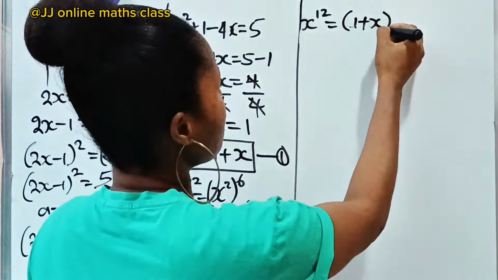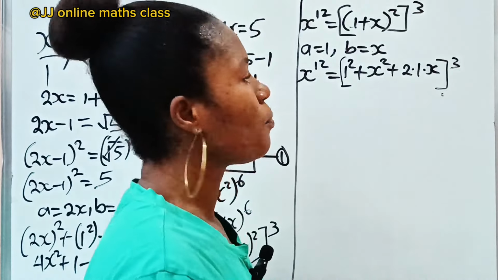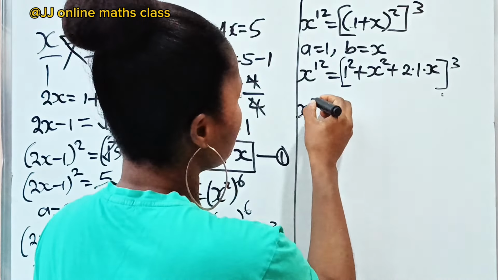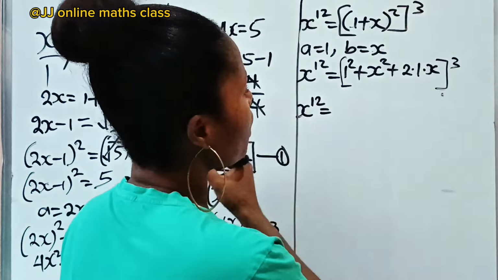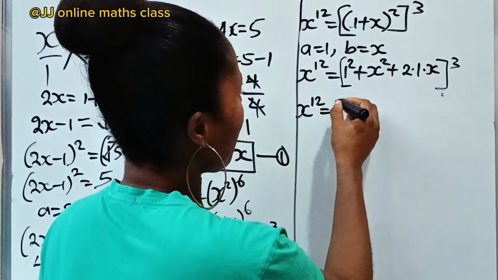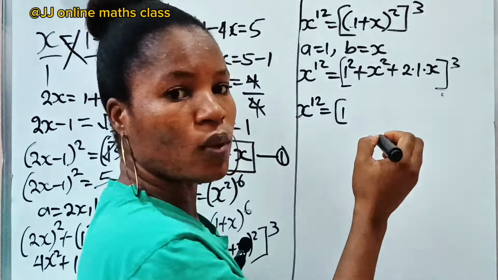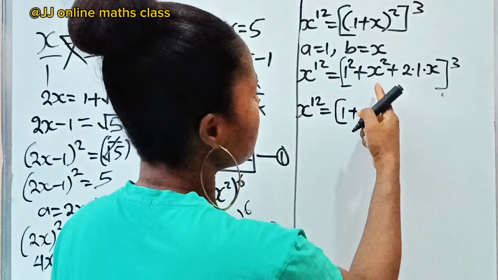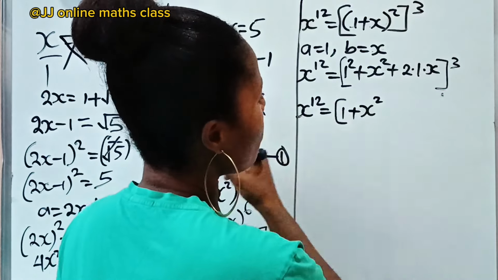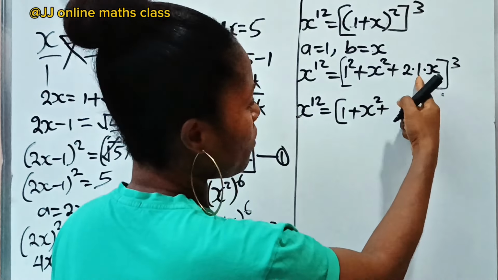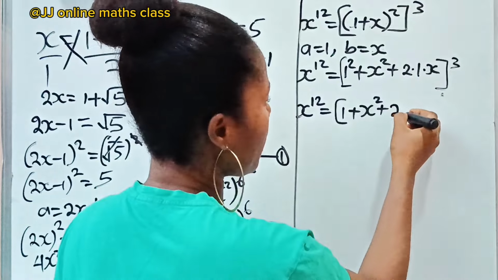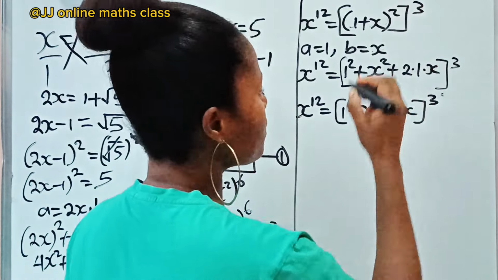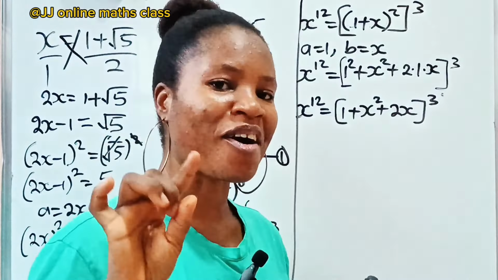Now permit me to clean this. Then everything will be raised to the power of 3. Okay, now we have x to the power of 12 is equal to, so we have 1 squared will give us 1, plus x squared, plus 2 times 1 is 2, times x is 2x. All right, everything to the power of 3.